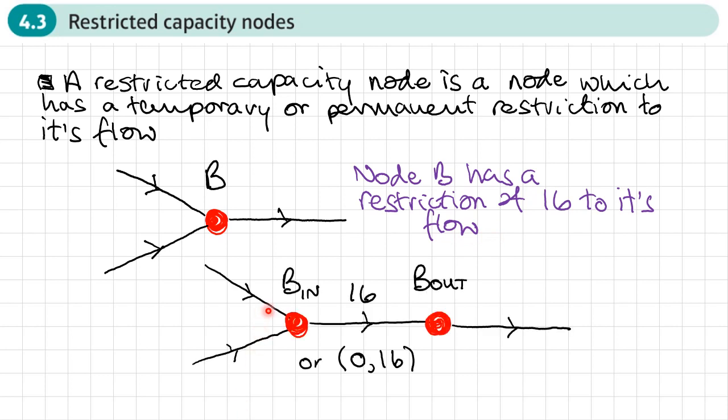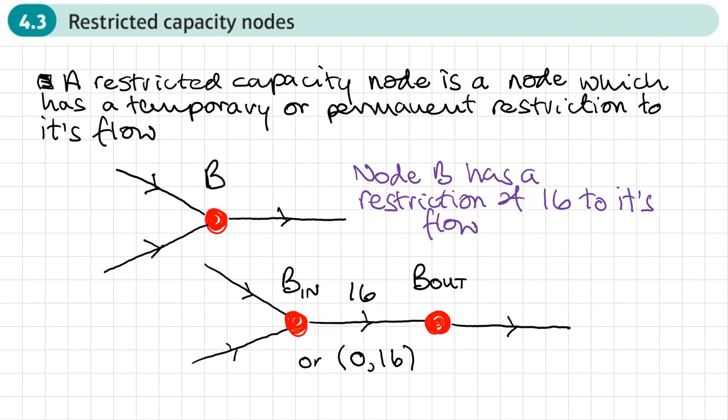So we would draw it like this. We need to extend this so we show what's going into node B and out of node B. We write down a restriction here. If we've got a minimum capacity, we could write it like this. So it just gets split up into these two sub-nodes.